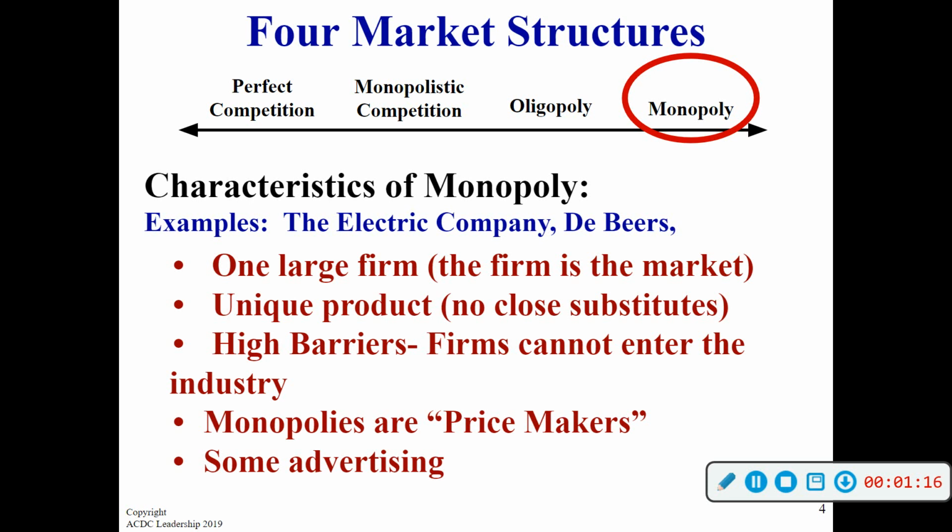Monopolies, as well as all three of the imperfect competitive firms, are going to be what we call price makers. In perfect competition, we had price-taking firms. They had to accept that market price. Price-making firms ultimately get to set their own price. Now, there's limits to what they can do, but they don't have to accept any kind of market price. And then there's some advertising, but if there's no competition, well, if you want the product, you're going to have to get it from that firm.